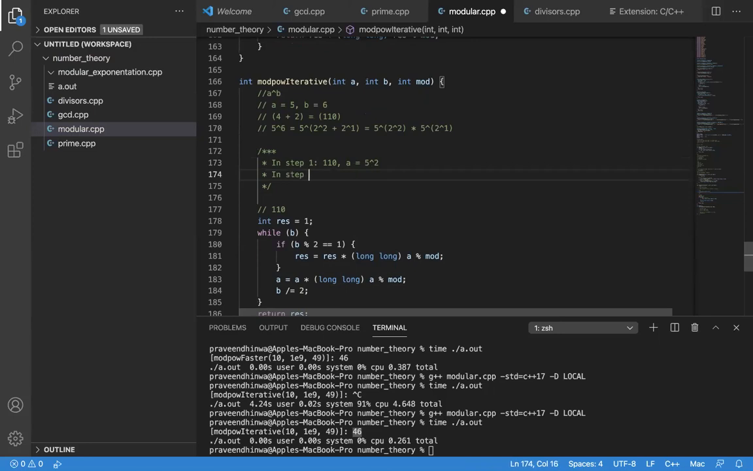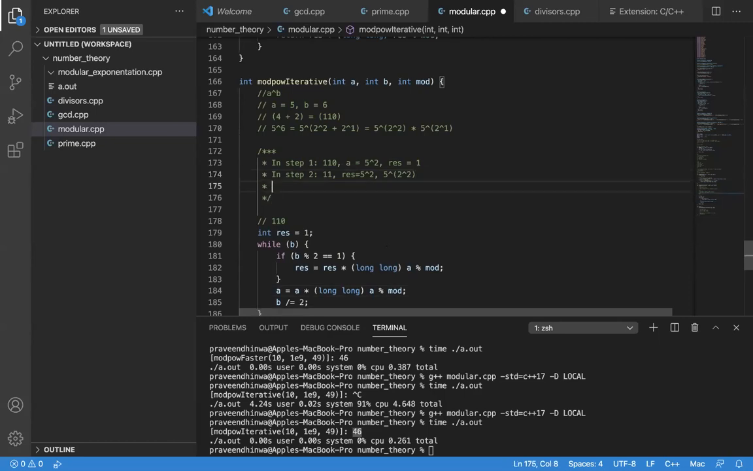In step 2, this number has become 11, and this time it is odd. So my range was 1 here. Now my range will be multiplied by A. So range will become 5 power 2. Fine. And A will be multiplied by itself again. So 5 power 4, so 2 power 2.